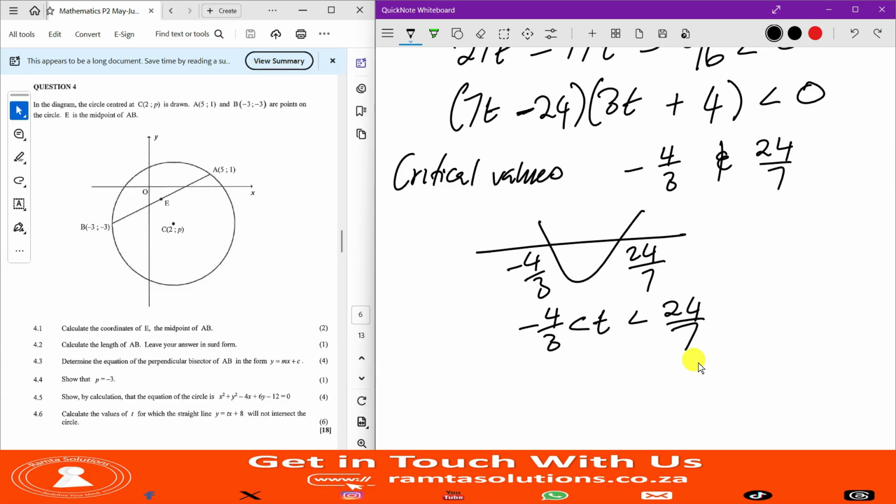Okay, so this is it, guys. This is your analytical geometry for you. Yes, it is about 40 marks.